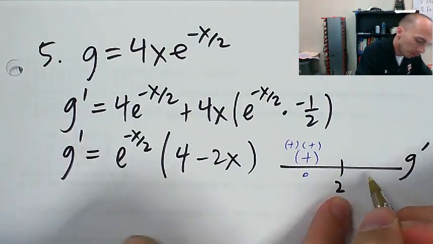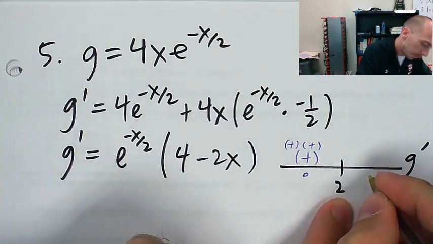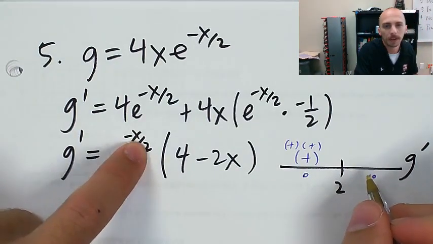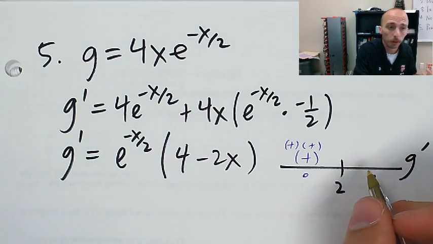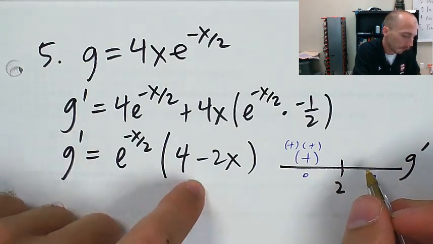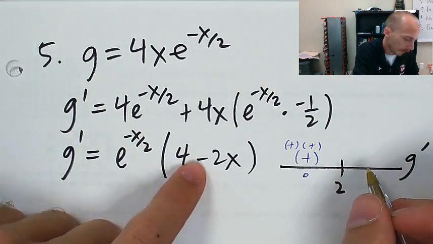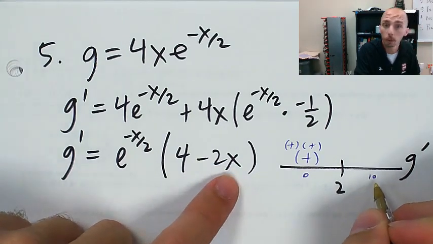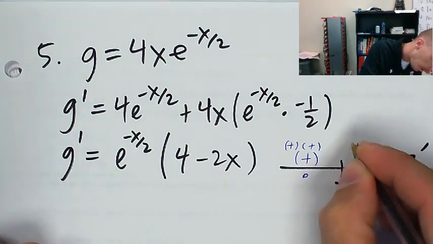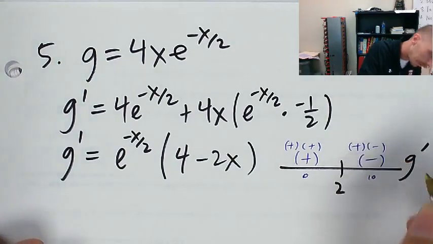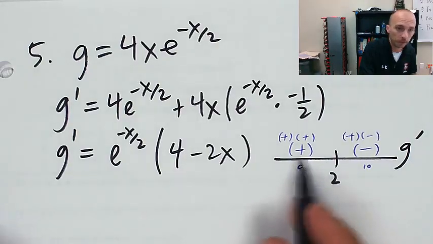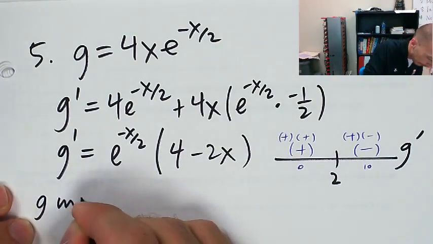Okay, over here, x bigger than 2 is going to be, I don't know, like 10. e to the negative 5 is a very small number, but it is still positive. And over here, 4 minus 2x, what's happening there? Oh, when x is 10, that's going to be very negative. So I'll have positive times negative is negative. Okay. So I'm going to say that this is the interval on which g is increasing.